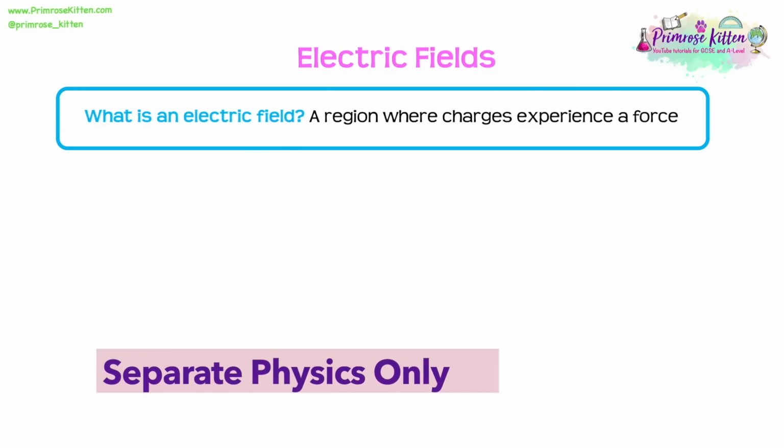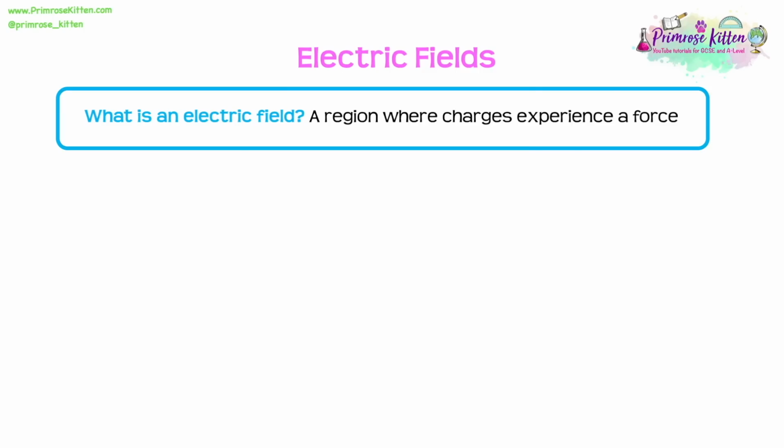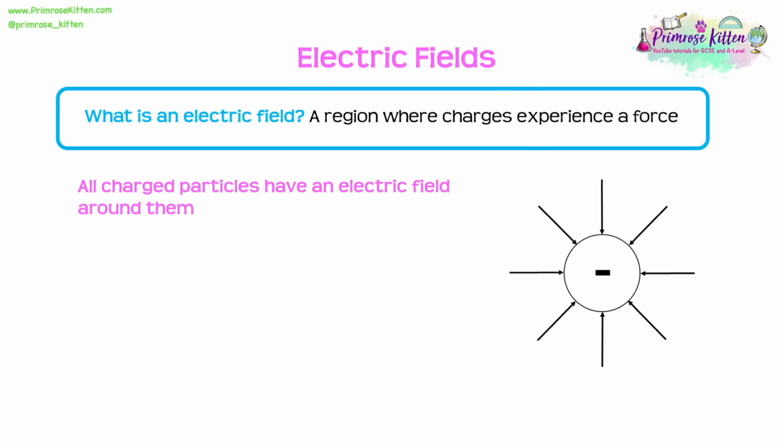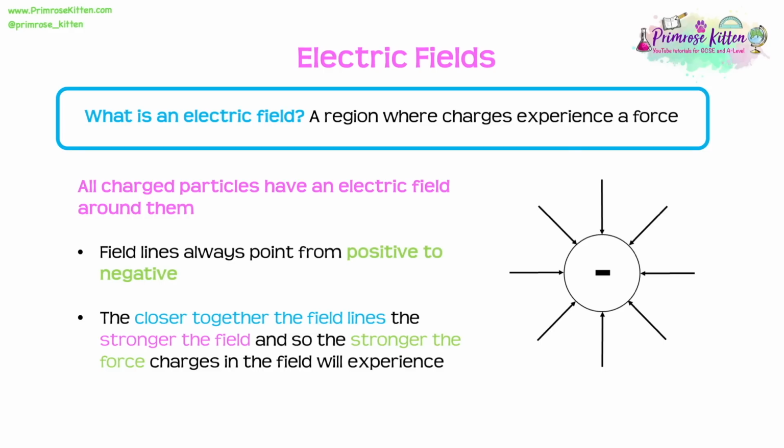An electric field is a region where charged particles experience a force. All charged particles have electric fields around them. And when we see these field lines or we're asked to draw them, we need to know that field lines will always point from positive to negative. And the closer together those field lines, the stronger the field. And as a result of that, the stronger the force any charges that we put into that field will experience.